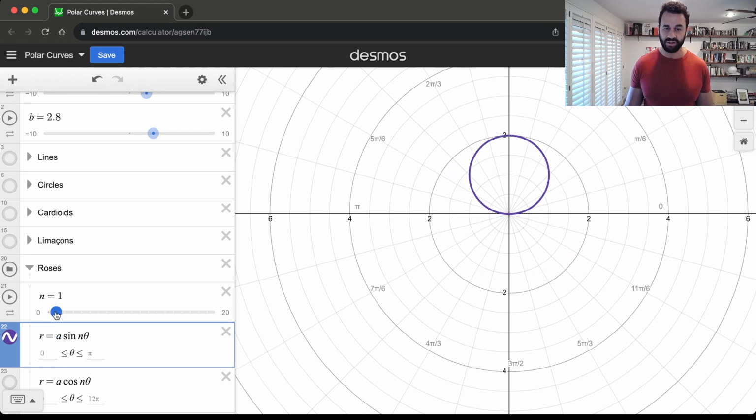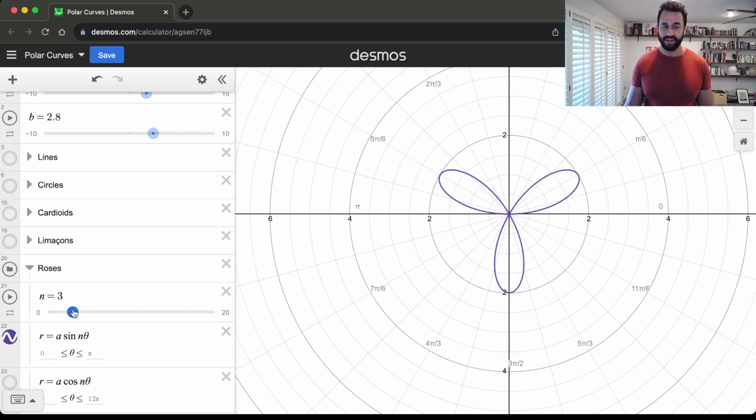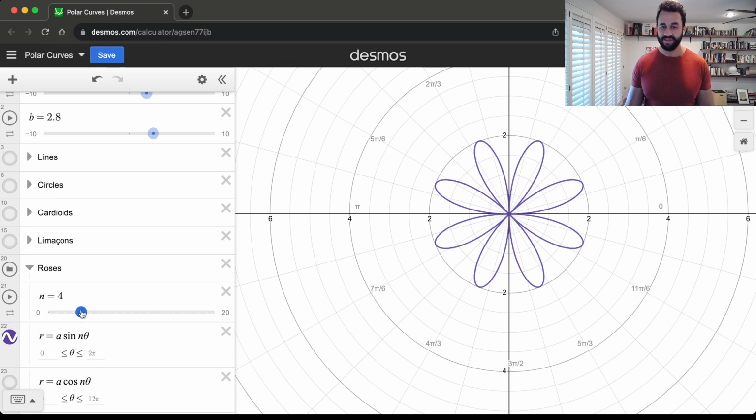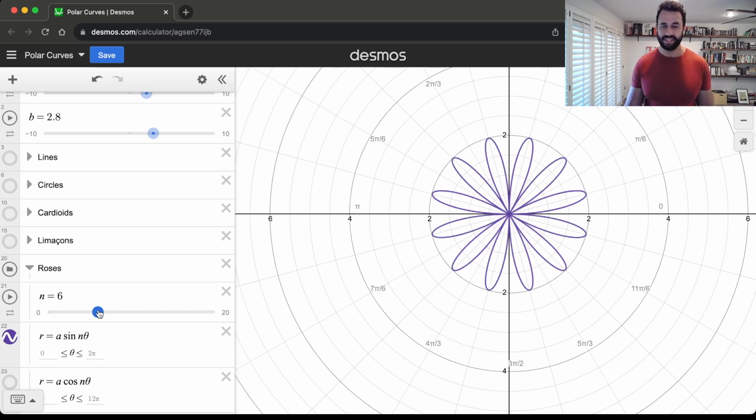If n is 1, you just get a circle, like one leaf or one petal of the rose. When n is 2, this sine 2 theta gives you a 4-leaved rose or 4-petaled rose. If n is 3, it becomes 3. If n is 4, it becomes 8. If n is 5, it becomes 5. If n is 6, it becomes 12. And maybe you can kind of see the pattern. Again, I encourage you to play around with these things and mess around with them. Look what happens when you let n get really big.